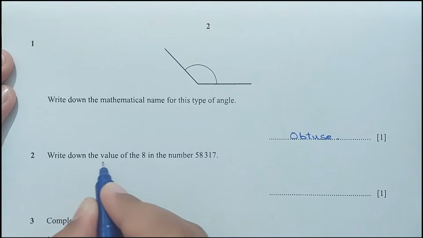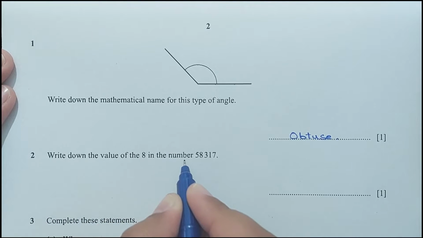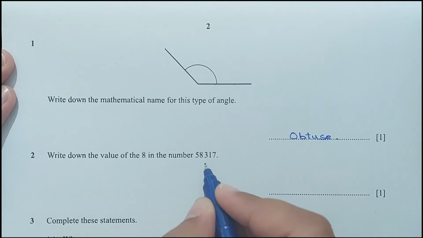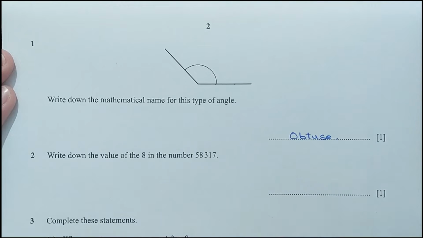Question number 2, write down the value of 8 in the number 58317. So the value of 8 is 8000.